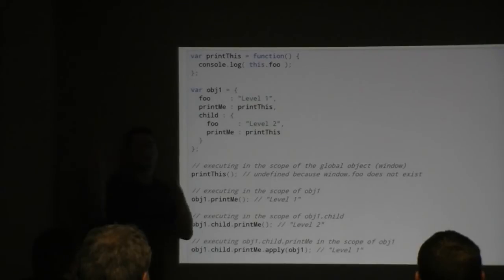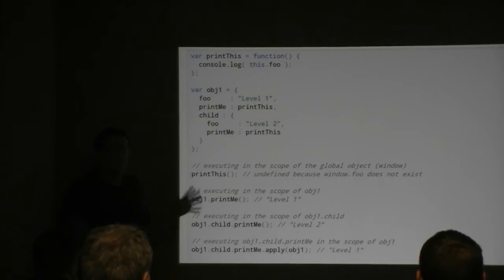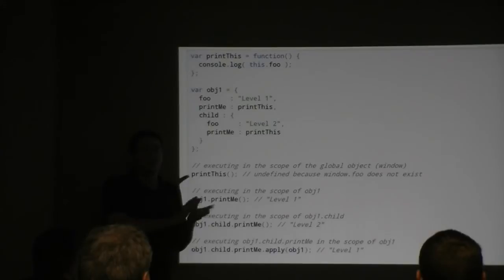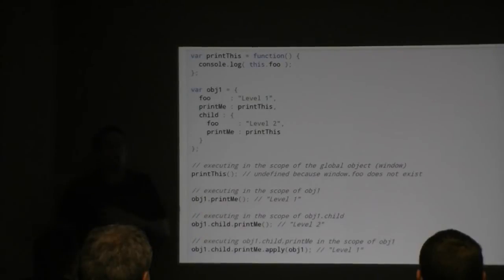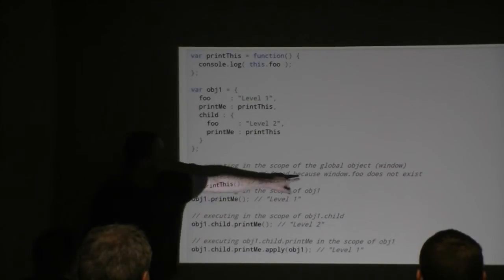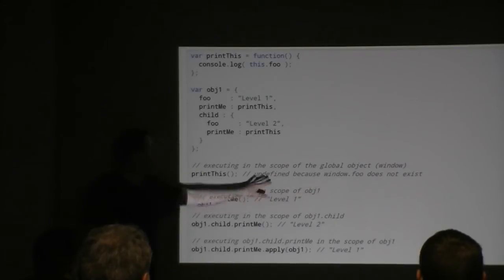Yes? Is print this and printme the same thing? Is that a typo? No, they're different. I just wanted to make sure. No, they're not a typo. When you use an object property that does not exist, it looks up the prototype chain, which I'll talk about in a minute. If it doesn't find it, it just throws it on the global object because it has nowhere else to throw it. And since foo does not exist in the global object, this will be undefined.